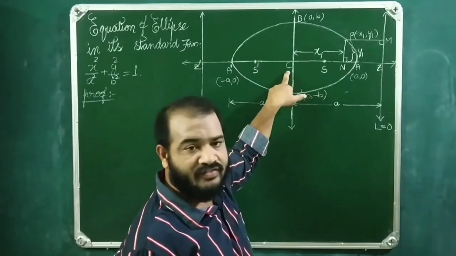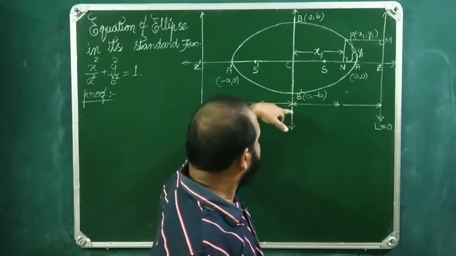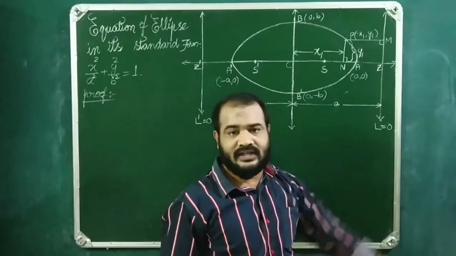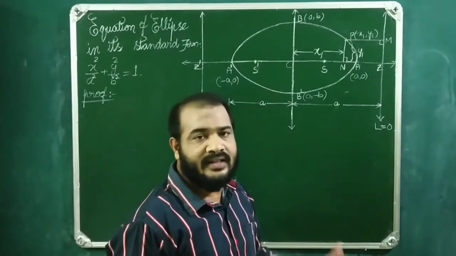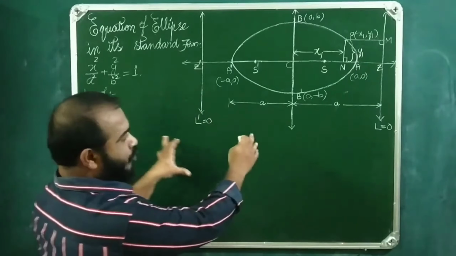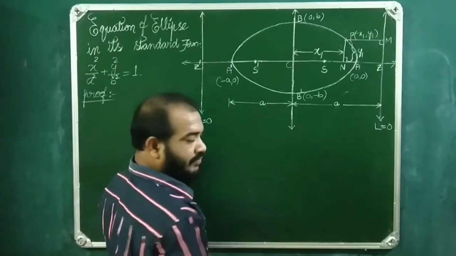C is the midpoint of AA dash. Let us take C as the origin, and the line which is passing through this C and is perpendicular to this extended line CZ is called the y-axis. So let us write all these points that we have discussed here.